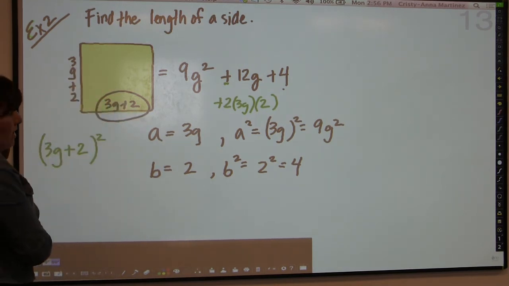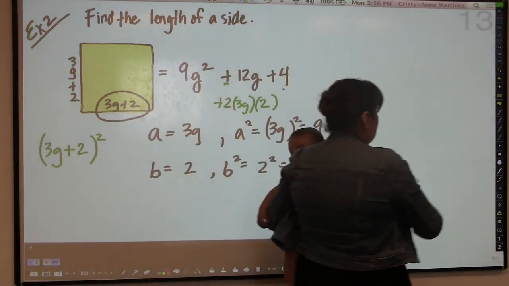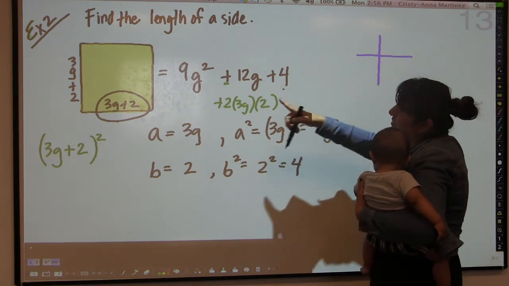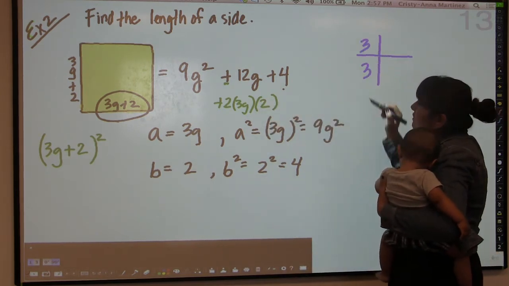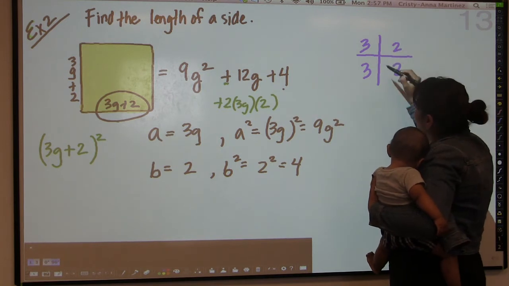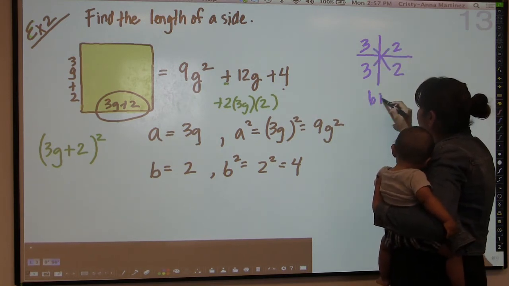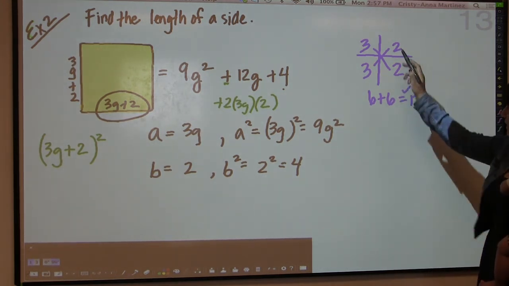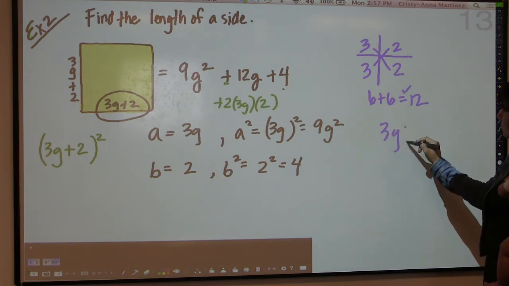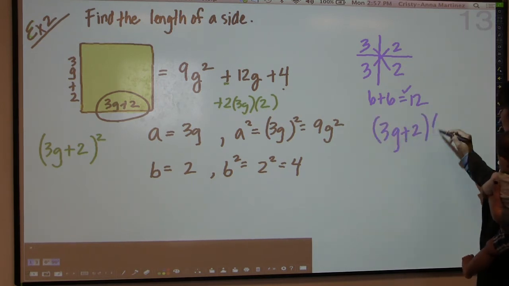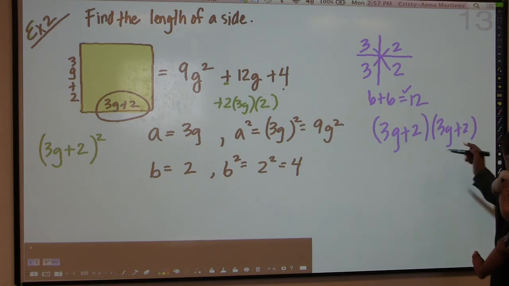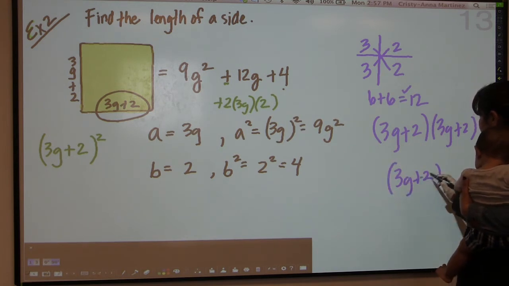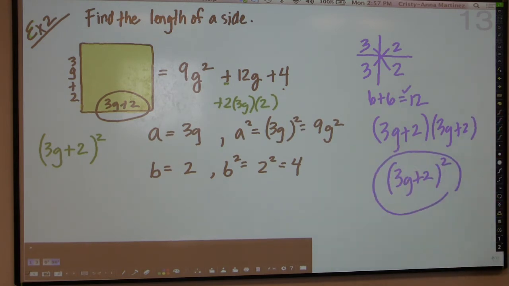So again, if you want to do it the other factoring way, then again I'm looking for factors of 9, which are 3 and 3, factors of 4, which are 2 and 2, and when I multiply the diagonals, I get 6 plus 6, which is in fact 12. So it works. And again, I have the same factors. So I have 3g plus 2 times 3g plus 2. And because they're the same factor twice, I get 3g plus 2 quantity squared. And either way, I get the same answer.